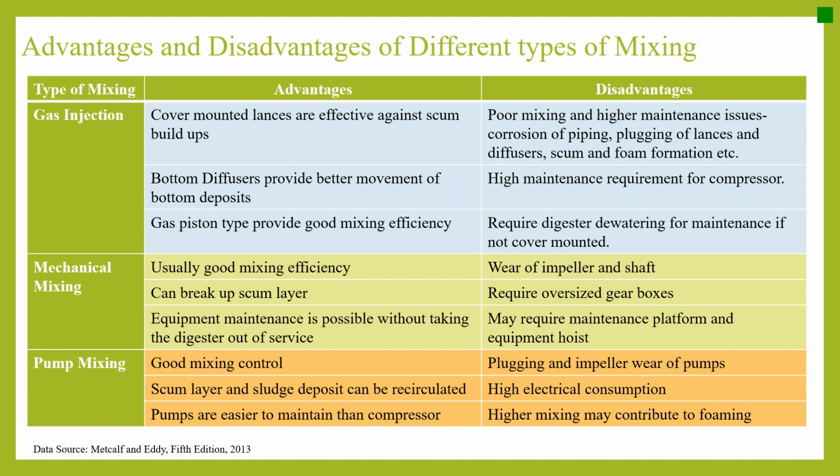Advantages and disadvantages of different types of mixing. Gas injection advantages: cover-mounted lances are effective against scum buildups. Bottom diffusers provide better movement of bottom deposits, and the gas piston type provides good mixing efficiency.